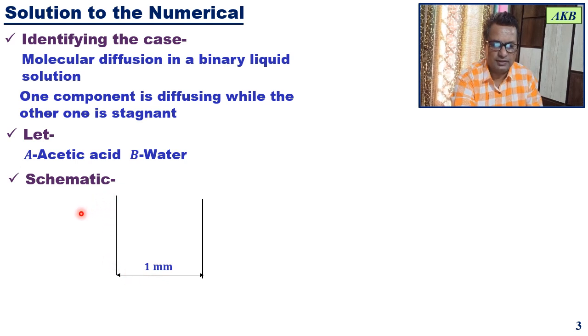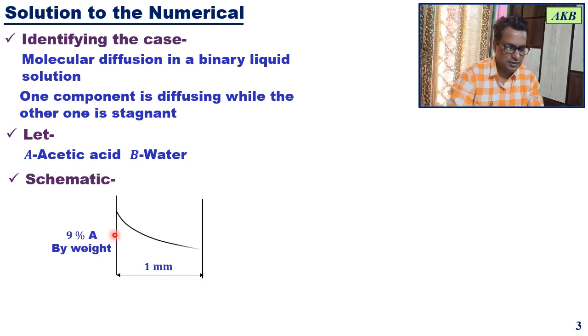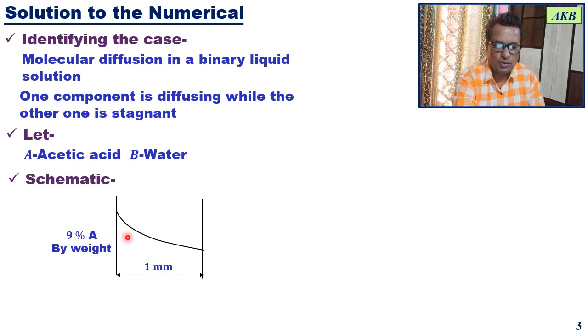You have acetic acid on this end, and it will be diffusing through the film, and it will be coming to this end. On this end, we know the concentration of acetic acid. It is 9% A by weight. So at this particular plane, you can say concentration is 9% A. The rest, 91%, is water. Then diffusion occurs from this end to the other end, where the concentration is 3 weight% of acetic acid.